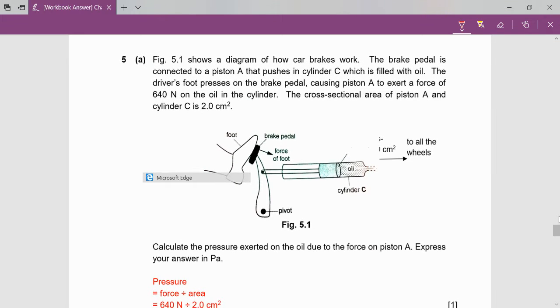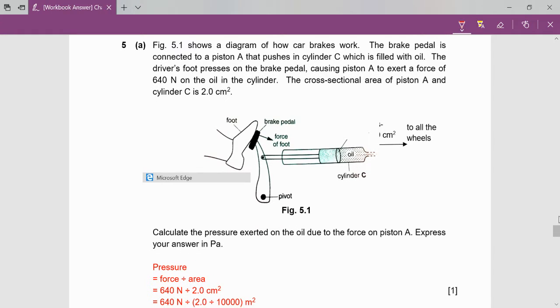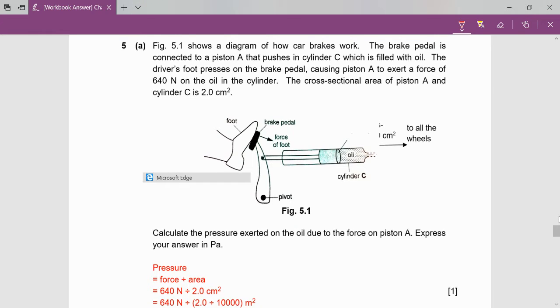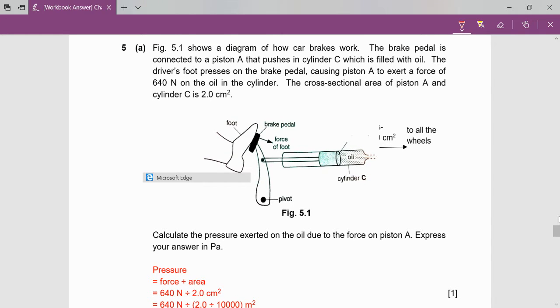Question 5. Figure 5.1 shows a diagram of how car brakes work. Brake pedal is connected to a piston A, which pushes in cylinder C, which is filled with oil. Okay, so I think this thing here is the piston. I'm not sure how come here they never label. Okay, so it's being pushed. Right, this is the piston. It pushes cylinder C, which has oil.